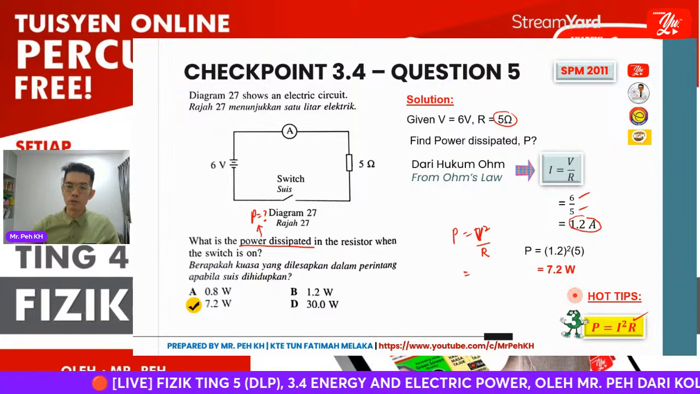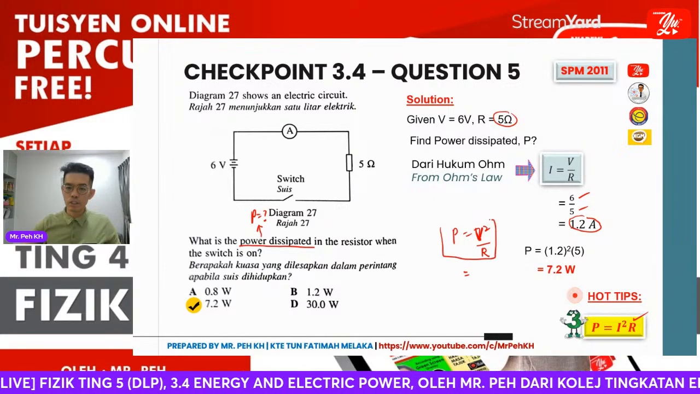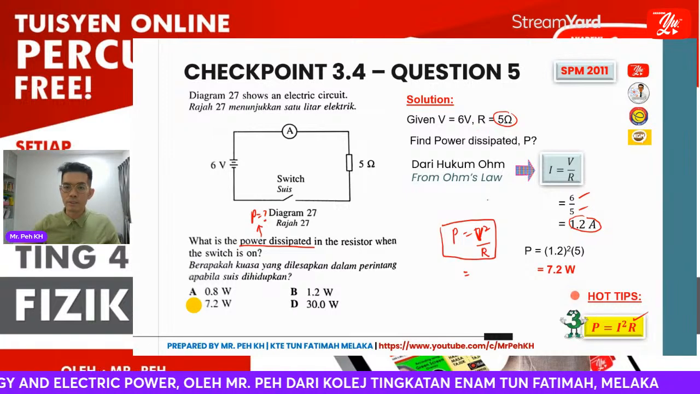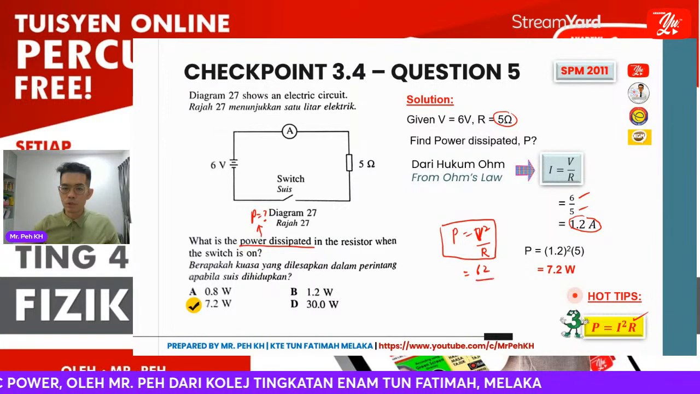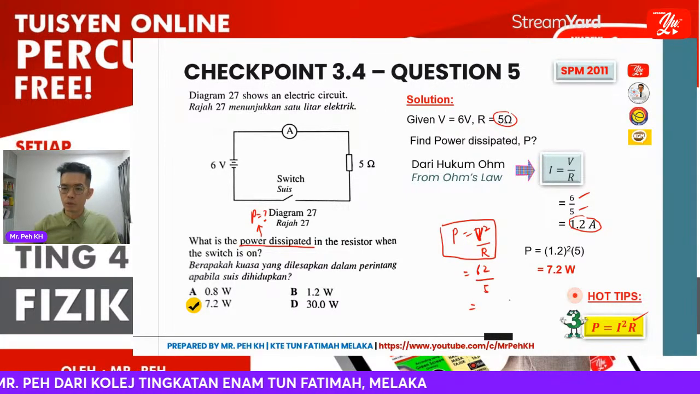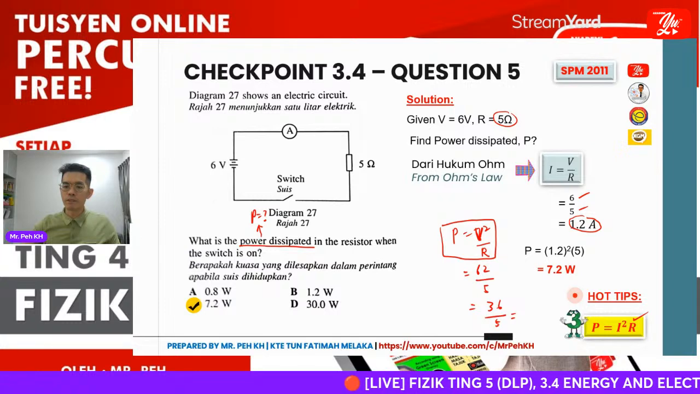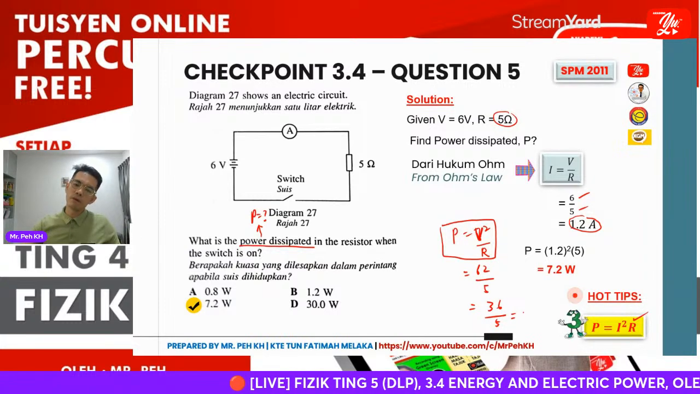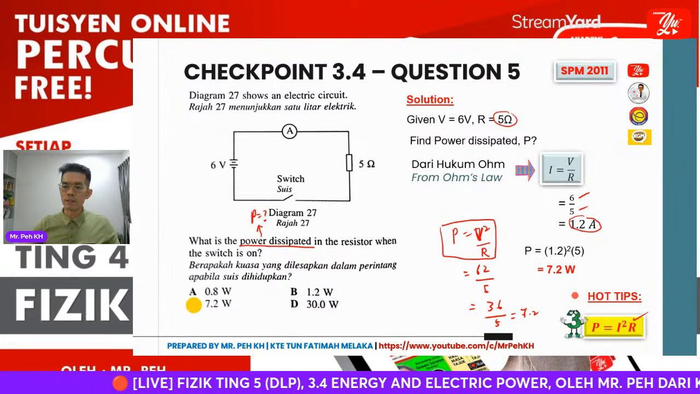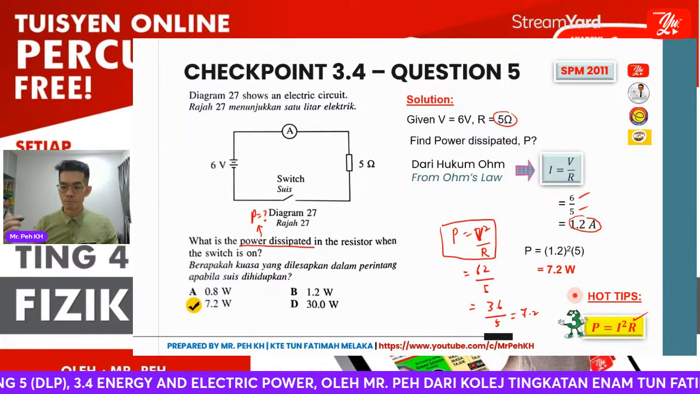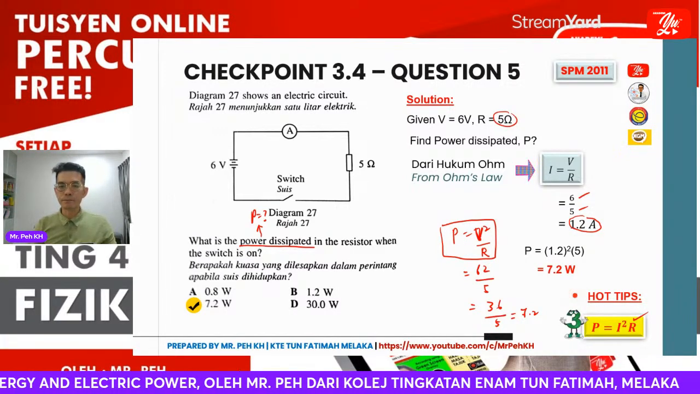Okay, so let me solve the equation suggested by Jimmy. So V squared, V is provided, 6 squared, so over 5. So there will be 36 over 5. Okay, correct. So 7, 5 will be 35. Yes, 7.2. Yes, the answer is the same also. So that means you can actually use many ways to solve the question here.